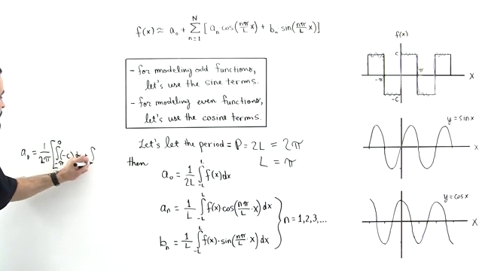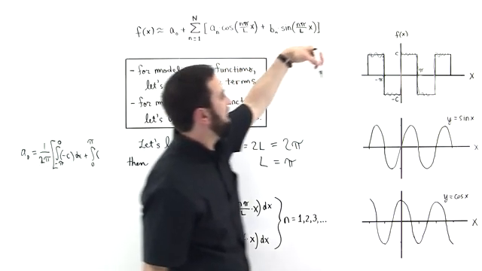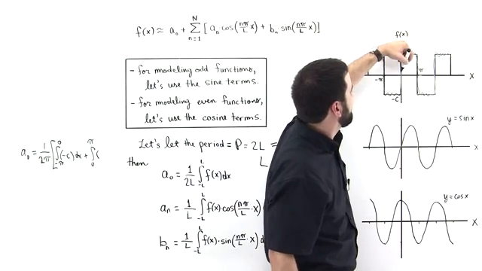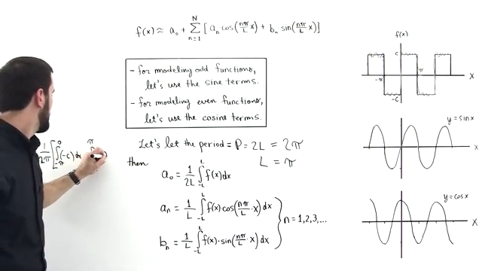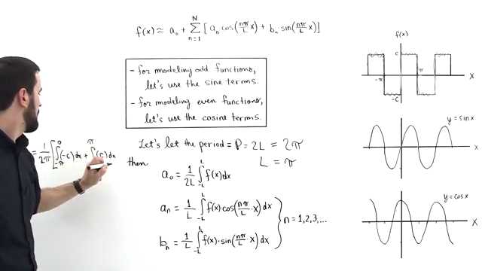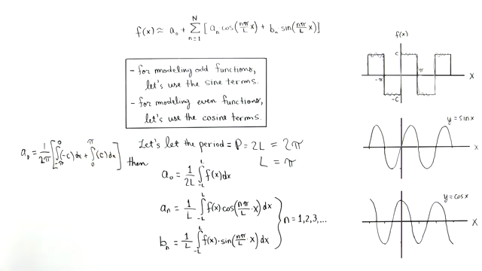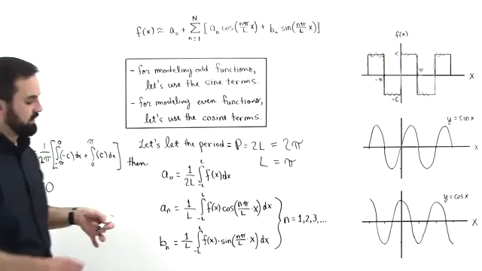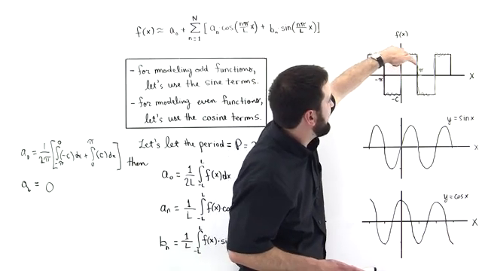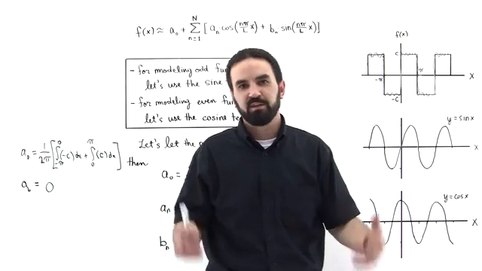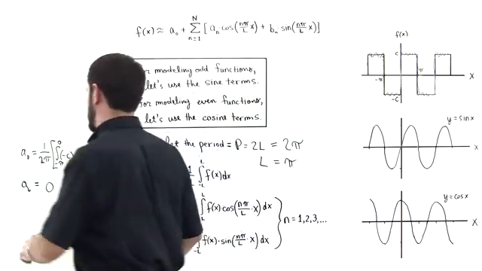plus from 0 to pi, and then from 0 to pi, look, the function is c. From 0 to pi, it's positive c. Okay? And if we do this, we will see that a0 is equal to 0. Because look at it. You have this area here, which is the negative area, and you have the same area, which is positive, so they cancel. And a0 is going to be 0 for this example.